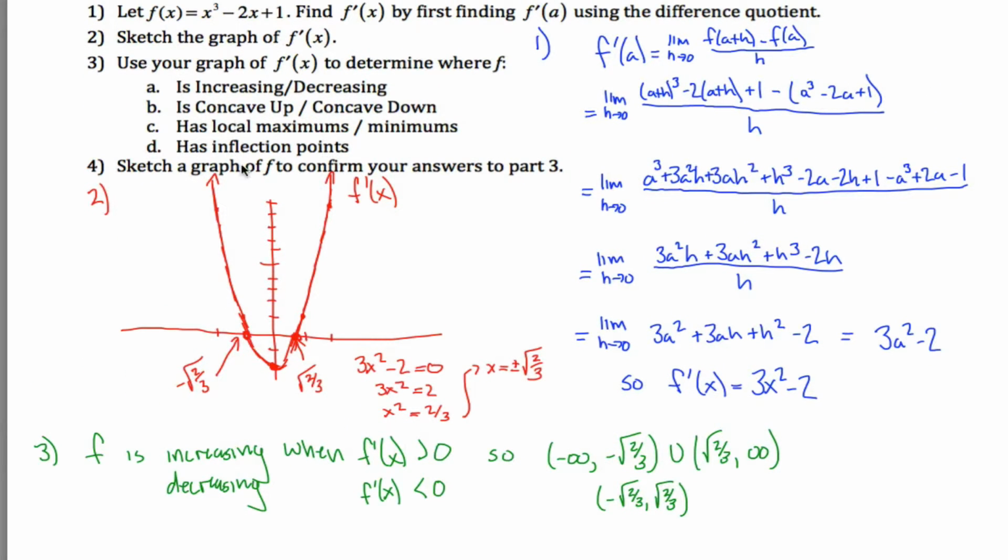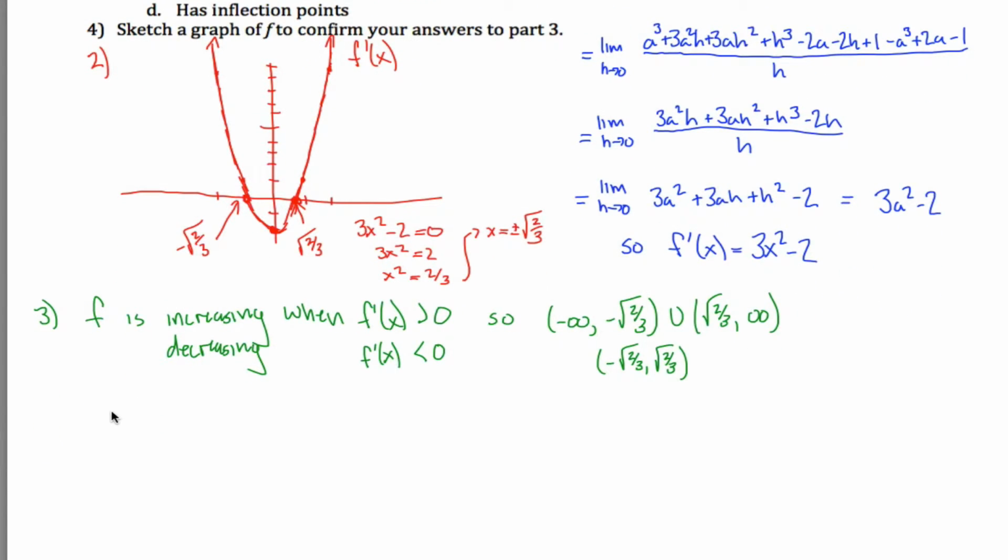Part B says, okay, what about when is it concave up and concave down? f is concave up when f prime, it's weird that I'm using the x here and not here, so fine, f of x is concave up when f prime of x is increasing. So when is f prime of x increasing? Well, it looks like everywhere from 0 to infinity on the right-hand side of the parabola. So it happens from 0 to infinity.